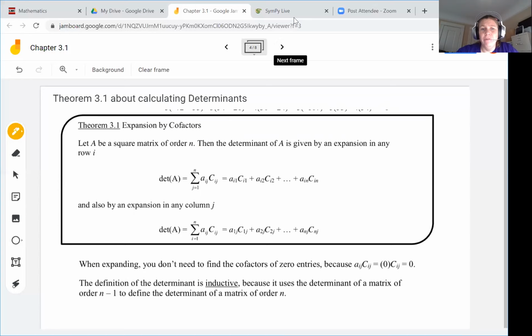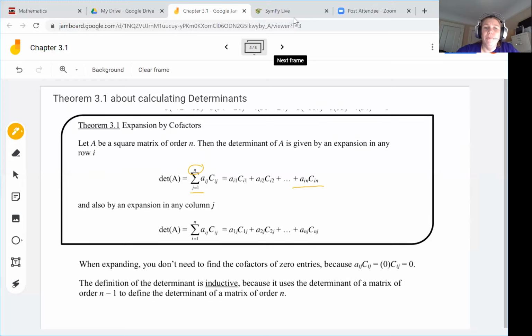So j here goes from 1 to n. And so we take a_ij, all of the coefficients corresponding with row i, and multiply them by all of the cofactors corresponding with row i. And so we get these results: a_i1, row i, first column, multiplied by C_i1, row i, column 1's cofactor, and so on all the way up to the nth result.